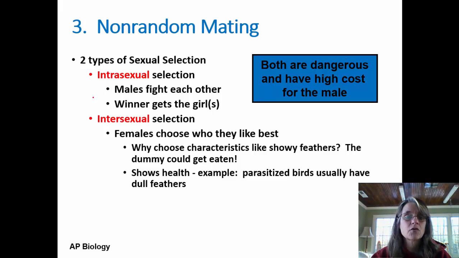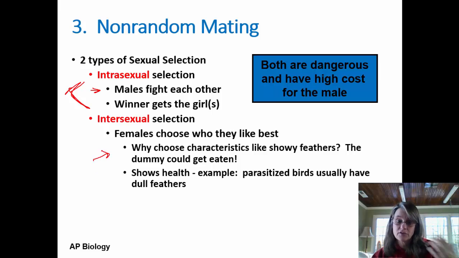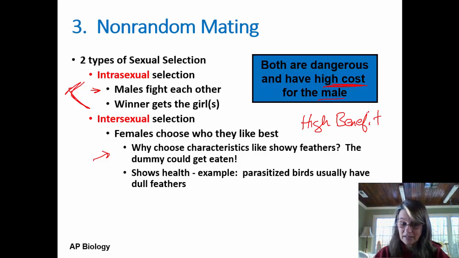Both of these things, of course, are dangerous to the male. Obviously, males fighting with each other is dangerous. Somebody could get hurt. The other is dangerous because often the males are drawing attention to themselves and make themselves very easily predated upon. But even though they have a high cost for the male, they also must have a high benefit, or else they wouldn't occur. These males must get selected by the female, for example, and get to pass their genes on to the next generation, which in the end is what it's all about.